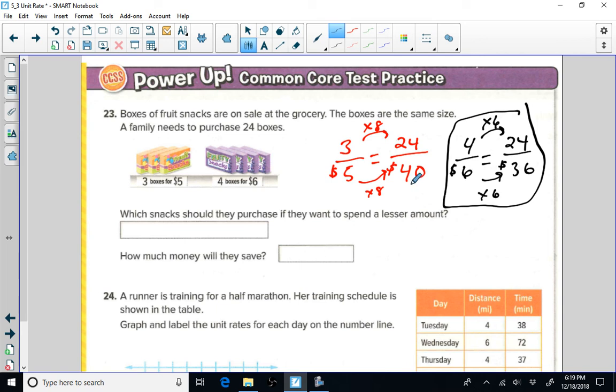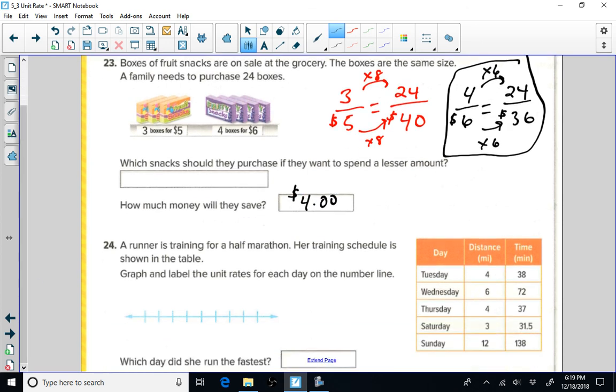How much would they save? They would save the difference between 40 and 36. So they're going to save $4.